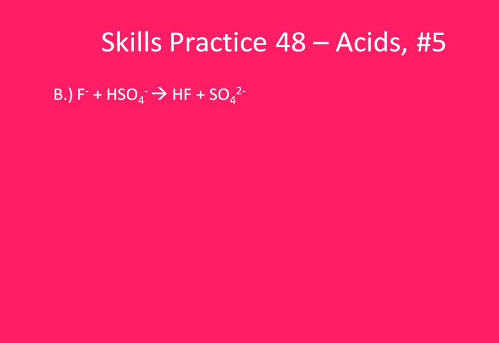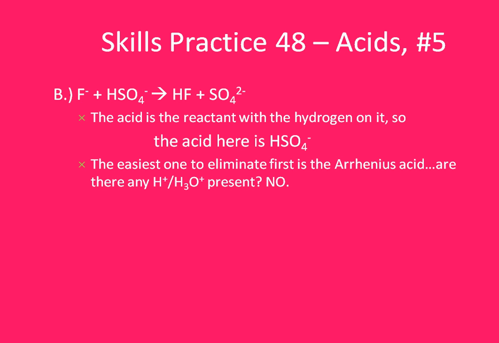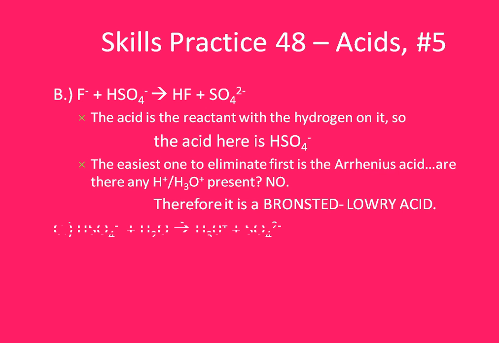The second reaction in question 5 asks about F- and HSO4- going to HF and SO4 2-. So the reactant with the hydrogen on it is HSO4-, so therefore that's your acid here. The easiest one to eliminate again is Arrhenius acid. There's no H+ or H3O+ present, so it's a Bronsted-Lowry acid.